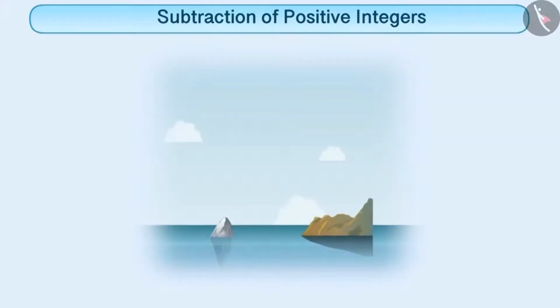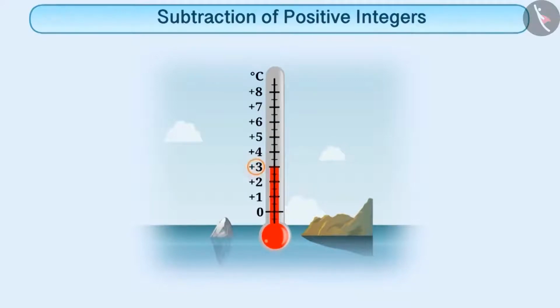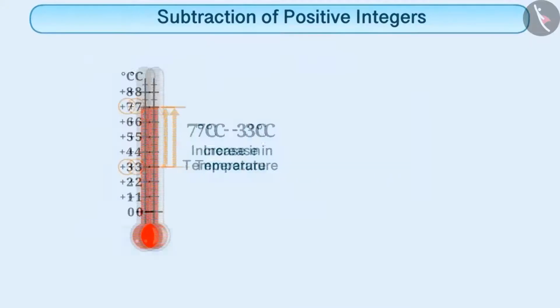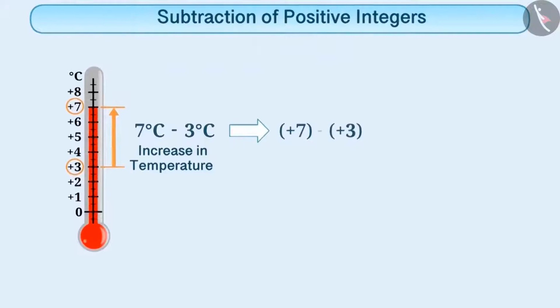First, we will understand how to do subtraction of positive integers. Suppose the temperature of a place is 3 degrees centigrade. If it increases to 7 degrees centigrade, then what is the rise in temperature? In order to find out, we need to subtract 3 degrees centigrade from 7 degrees centigrade. That means we need to subtract +3 from +7.